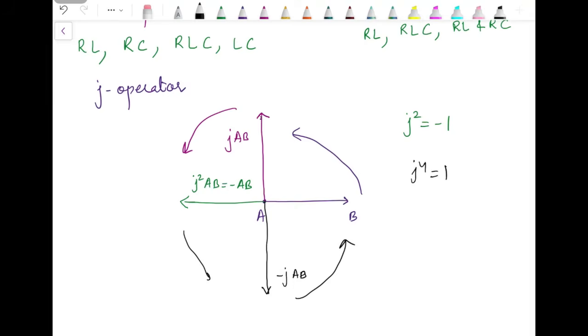So we can say what this j is. j is actually a vector of magnitude 1 and angle 90 degree because it rotates the vector by 90 degree in anti-clockwise direction. Anti-clockwise direction is taken as the conventional direction, so the angle is plus 90. If we rotate this by 90 degree, it means this jAB is ahead of AB by 90 degree. So that's why plus 90.